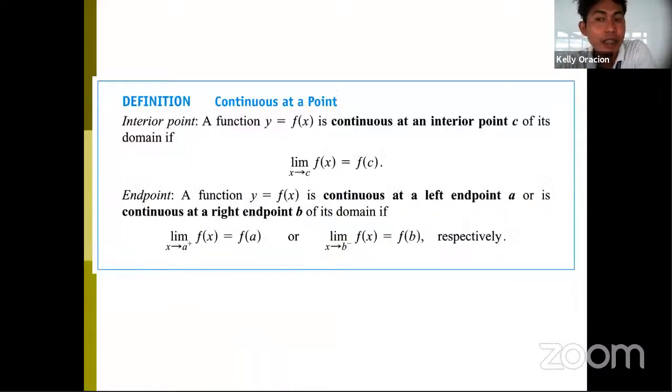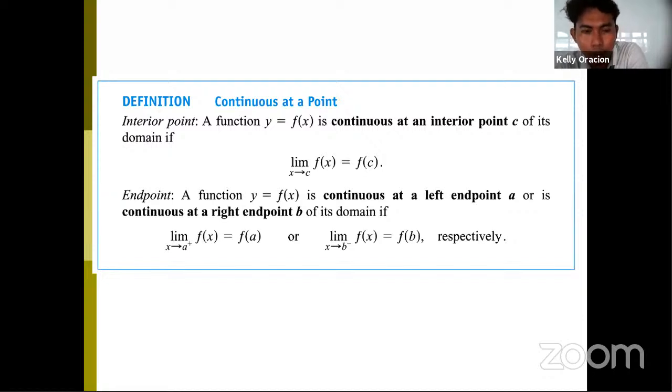So let's have first the definition of continuous at a point. So interior point, a function y is equal to f of x is continuous at an interior point c of its domain if the limit of the function as x approaches c is equal to f of c. Ibig sabihin niyan, continuous siya if the limit of the function is equal to the value of your f of c. Again, parehas yung value ng ating function sa limit ng function niya.